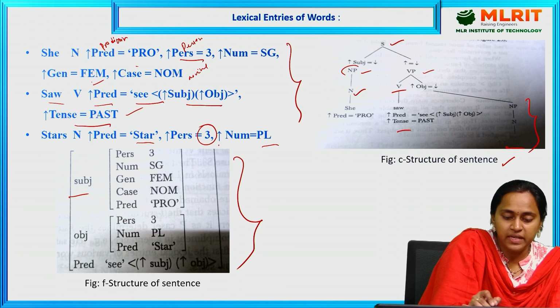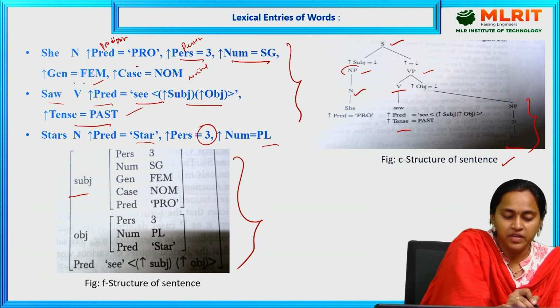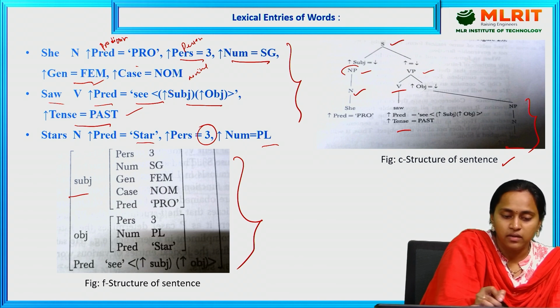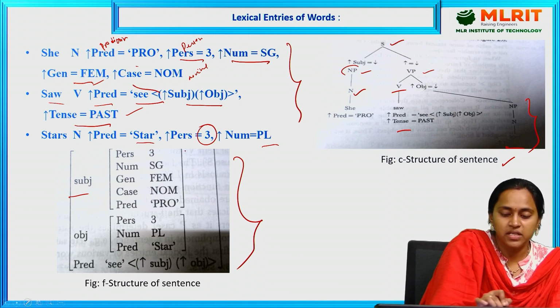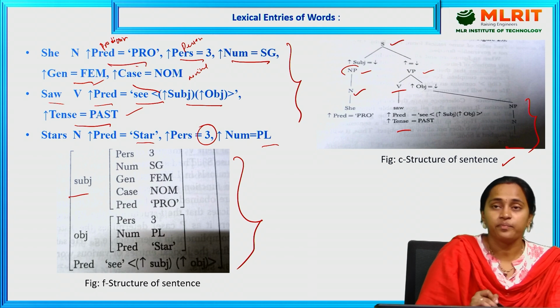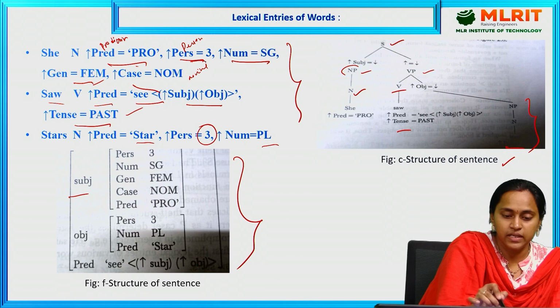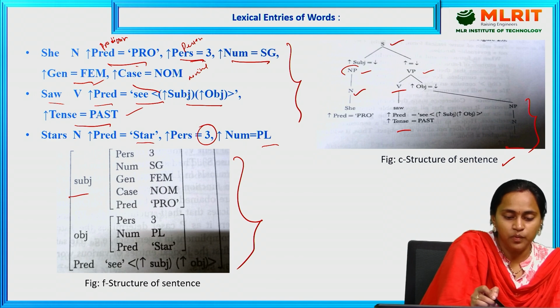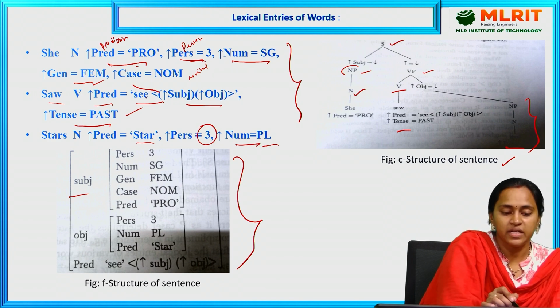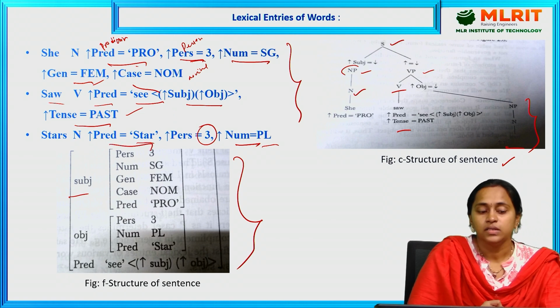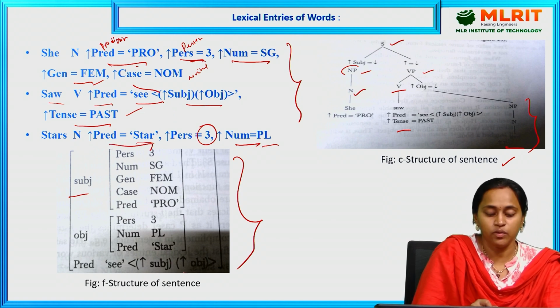That means number is singular, right? Next, gender is female, and case is nominative. The predicate is pro, and this is a subject. The object contains person 3 and number plural, right? And the predicate is star. Here the predicate takes subject and object.